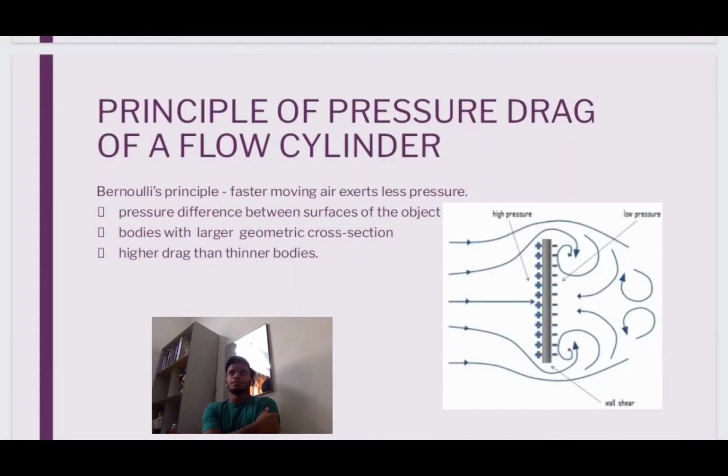So I will be sharing with you about the principle of pressure drag. According to Bernoulli's principle, faster moving air exerts less pressure. This causes a pressure difference between the surfaces of the object. The general size and shape of the body are the most important factors in form drag. In general, bodies with a larger cross-section will have a higher drag compared to a thinner body. As you can see in the figure, the drag force arises from the difference between the pressure acting on the front and back of the immersed body.